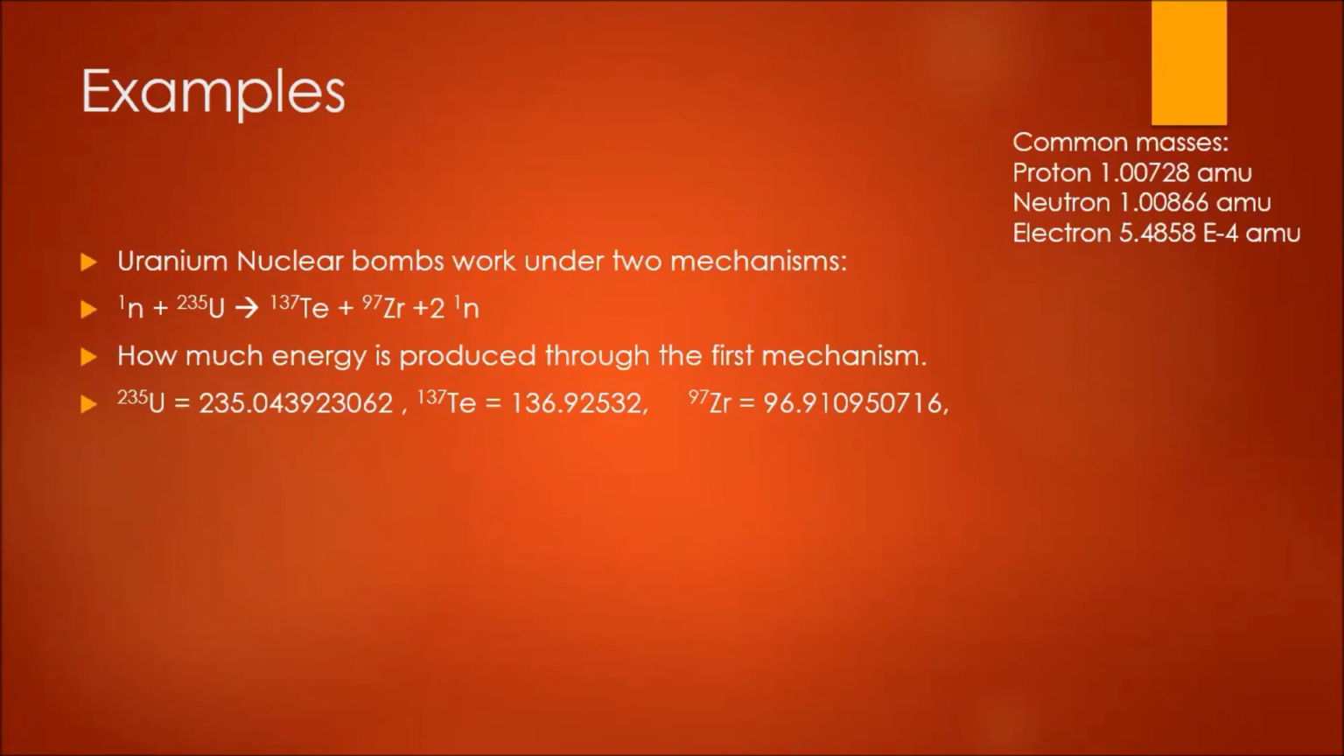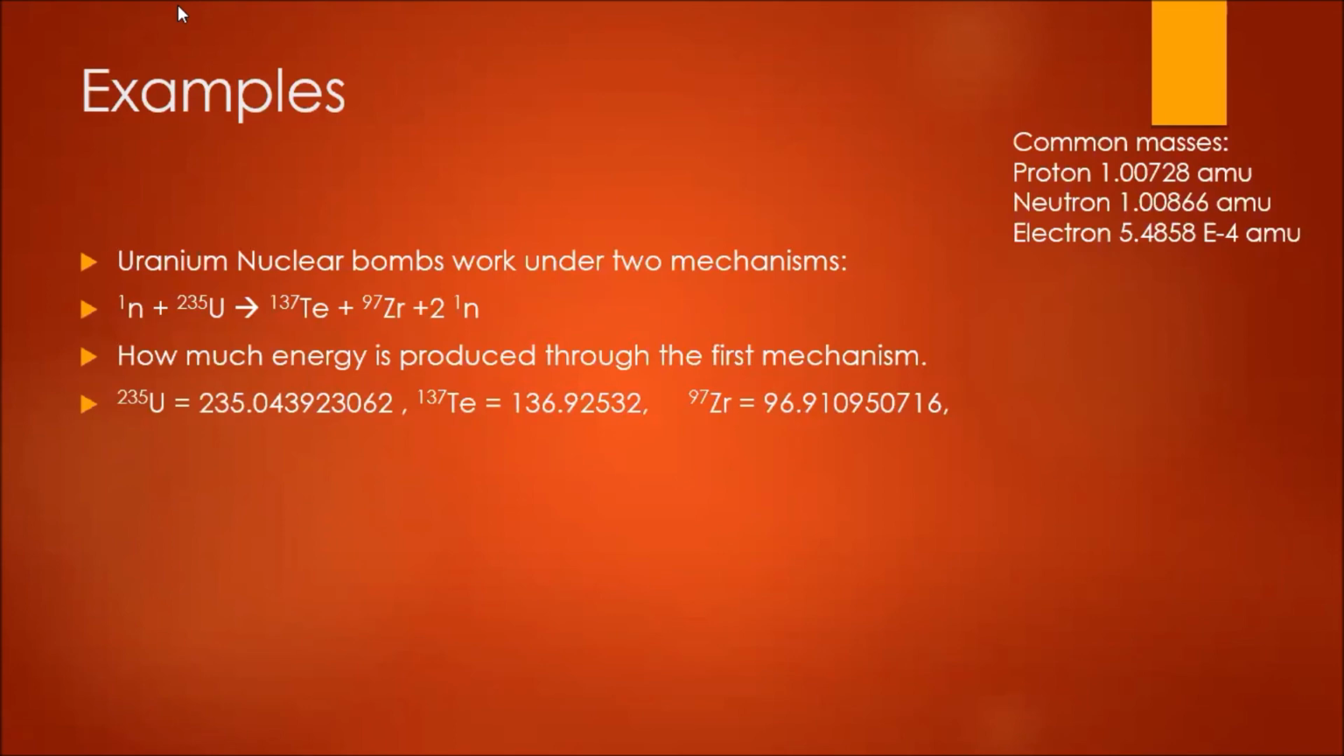So I'm looking at the products: 136.92532 plus 96.910950716 plus 2 times a neutron, which is 1.00866. So all the products add up to 235.8535907.